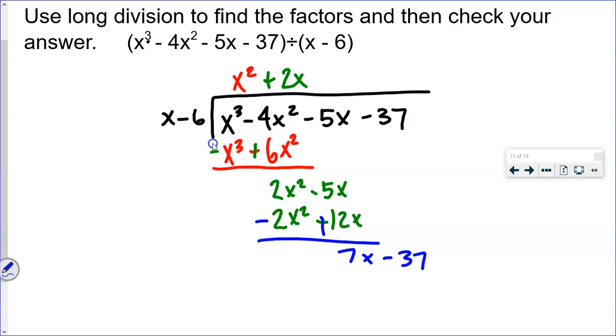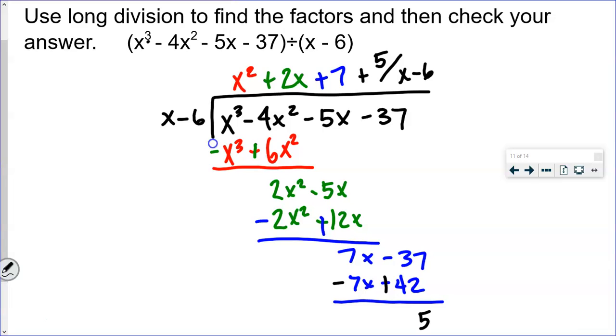So what do we have to multiply by x to get 7x? 7. So that's 7x, and 7 times negative 6 is negative 42. Recalling again that we're subtracting this term. So that's, what is that, 3, 5? That's 5, y'all. So that's going to be plus 5 over x minus 6. So once again, we're going to multiply this times this to see if we got the right answer. So x squared, 2x, 7, and then x and minus 6.